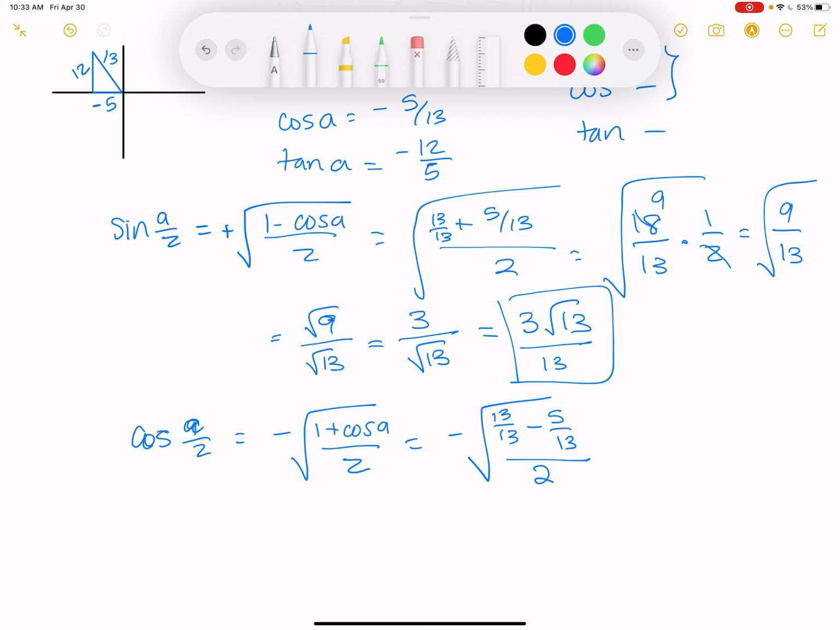How come then the one above it on sine was moved from negative cosine of A to plus? Because double negative makes positive. Yeah, 2 negatives means positive.